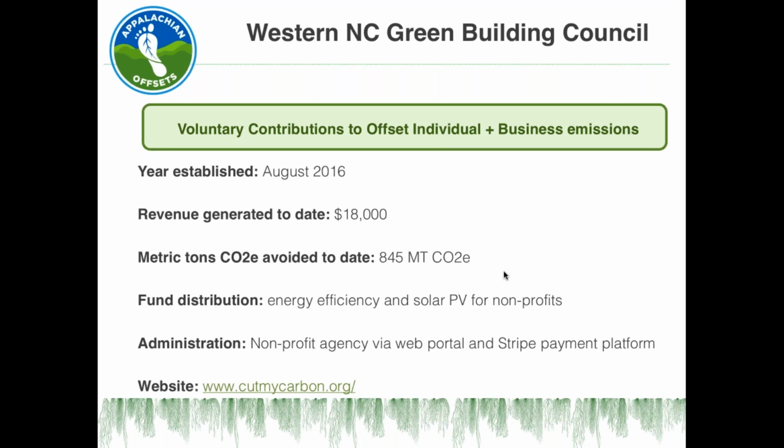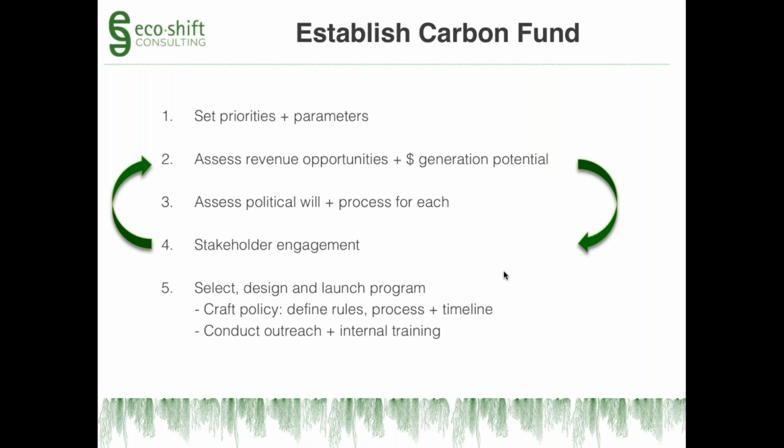As we probably all know, nonprofits aren't eligible for the federal tax credit. So this helps to make the payback and the cost burden lower for nonprofits. So again, this is administered by the Western North Carolina Green Building Council, and you can check out their website at cutmycarbon.org. They've got a really nifty website and are really actively in the throes of their campaign to generate revenue to put towards energy efficiency and solar PV for nonprofits. Okay, so those are a few examples.